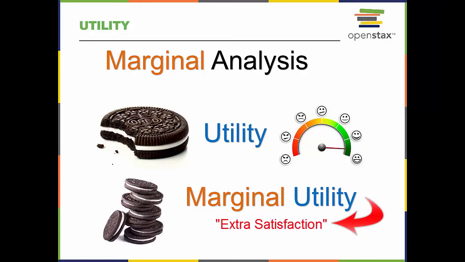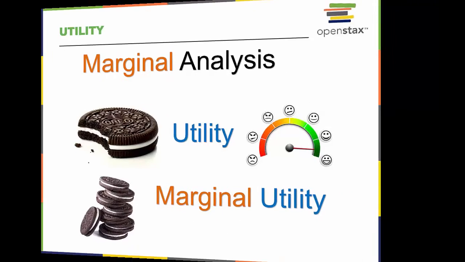As you eat one cookie, you receive a certain amount of utility or satisfaction. As you eat a second cookie, you receive an extra or marginal utility for eating a second cookie. This continues on and on for each additional cookie you eat.